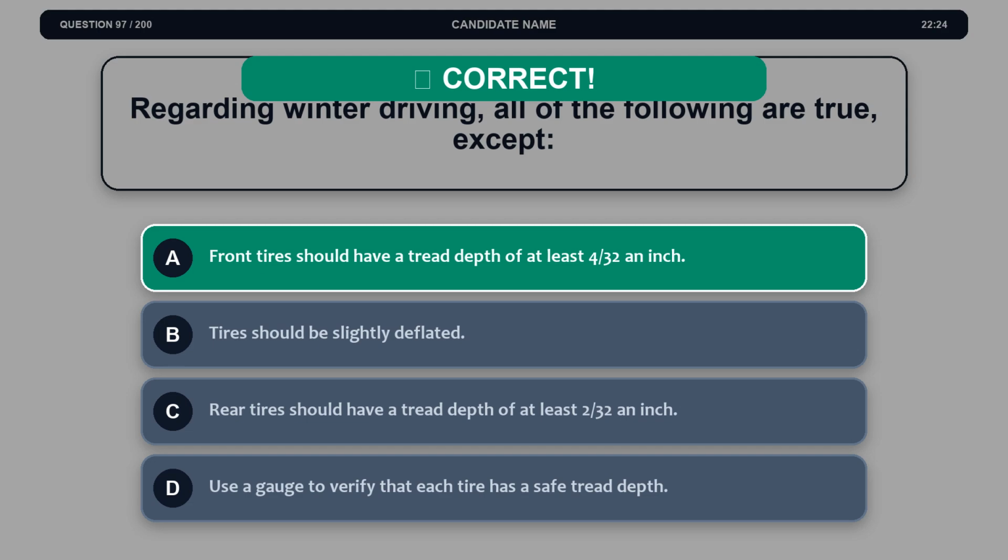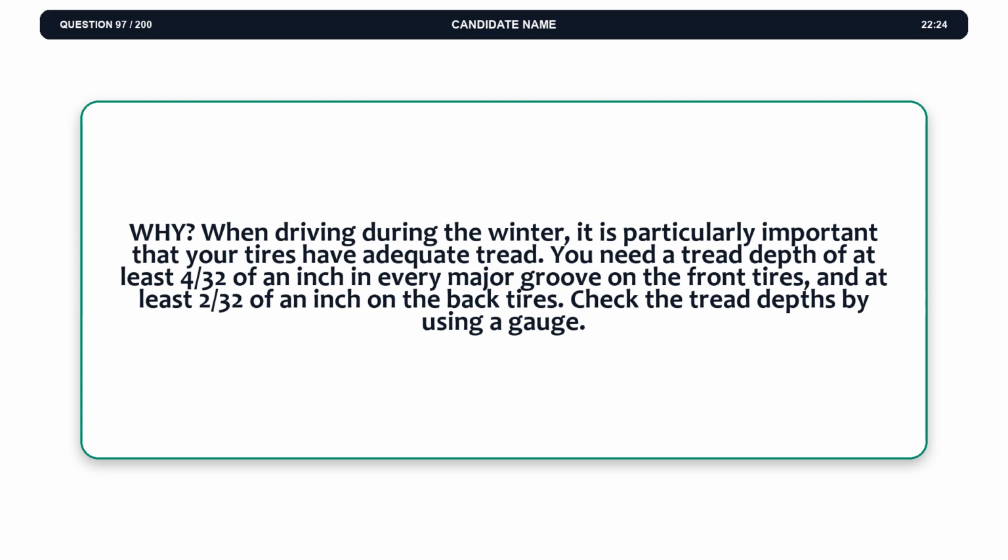The correct answer is option A. Front tires should have a tread depth of at least 4/32 of an inch. Explanation. When riding during the winter, it is particularly important that your tires have adequate tread. You need a tread depth of at least 4/32 of an inch in every major groove on the front tires, and at least 2/32 of an inch on the back tires. Check the tread depths by using a gauge.